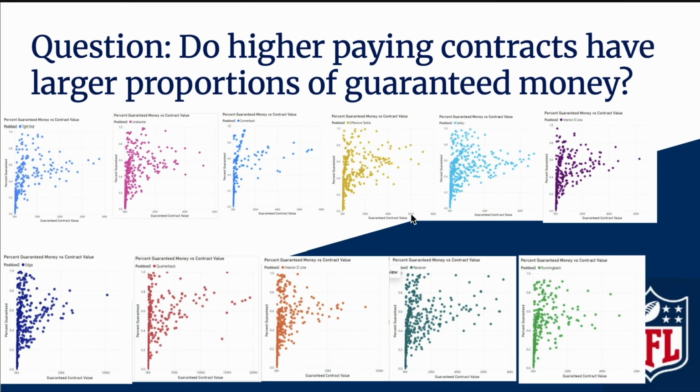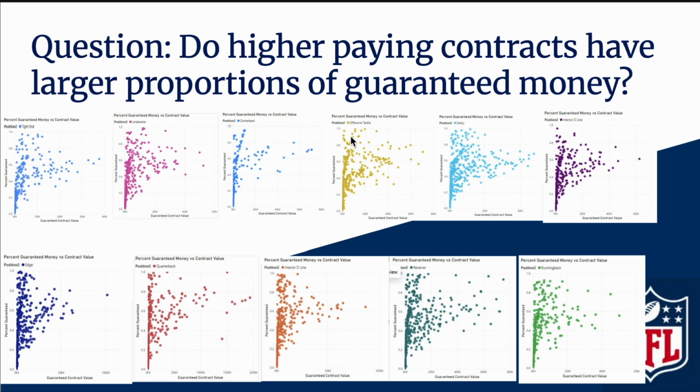And then these graphs are all the same graph for each position. On the x-axis is guaranteed contract value, and y-axis is percent guaranteed. So the general trend in all of these, it looks like, is that when guaranteed contract value is low, usually percent guaranteed is also low. It's like prove-it deals, I guess, where the team's like, we don't know if you're good or not, but if you are, sure, we'll give you some money. That's not always the case.